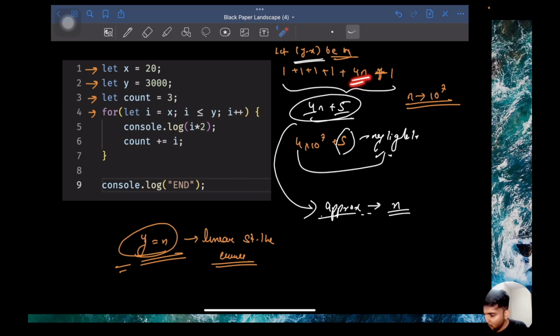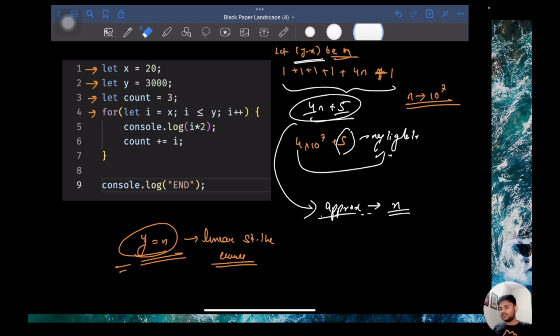And now we realize 4n is there and there are no other terms of n, and 4 can also be avoided. So the answer is going to be n. That is the overall analysis about the rate of growth of the corresponding algorithm. But that's not all about it.